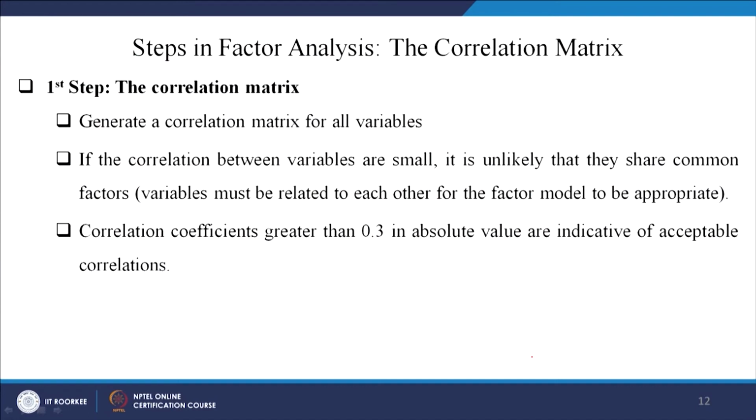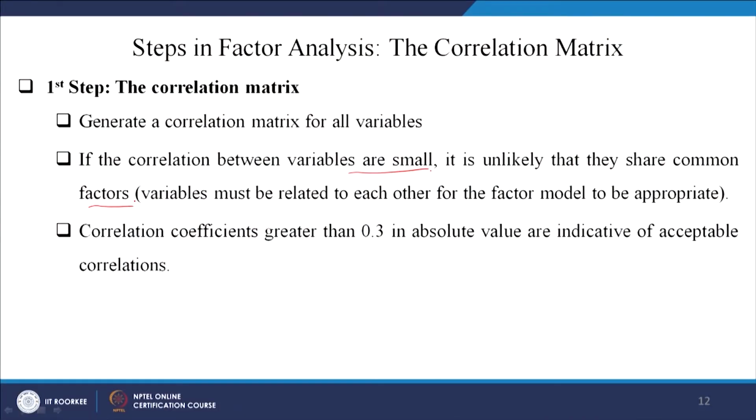So, the first thing is to generate a correlation matrix. If the correlations between the variables are small, it is unlikely that they share common factors. Variables must be related to each other for the factor model to be appropriate. There must be some correlation. Correlation coefficients greater than 0.3, or 30%, in absolute value are indicative of acceptable correlations. Very poor correlations are not acceptable, that means below 0.3 is not acceptable.